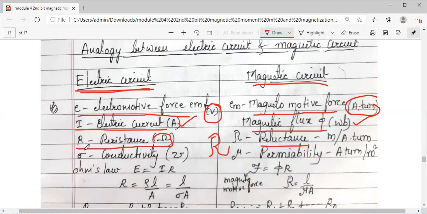In electric circuits, conductivity is an important parameter, which is the reciprocal of resistivity, and we call the unit mho, right? In magnetic circuits, this is analogous to mu, permeability. जैसे conductivity of the medium वहाँ पे है, electric circuits में, magnetic circuits में permeability plays an important role. Conductivity का unit mho है. Permeability का unit ampere turn per meter square.